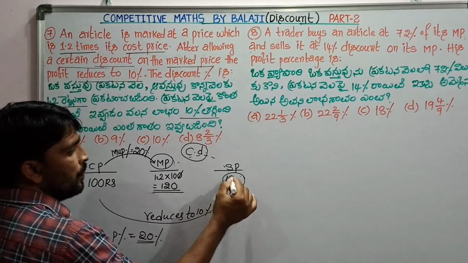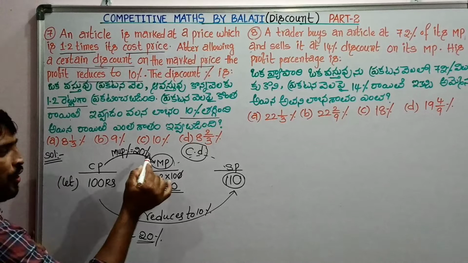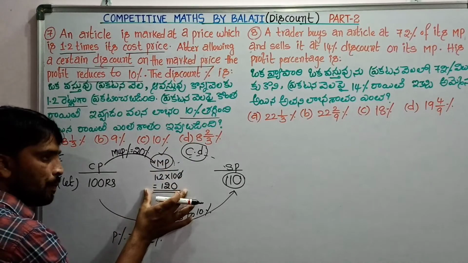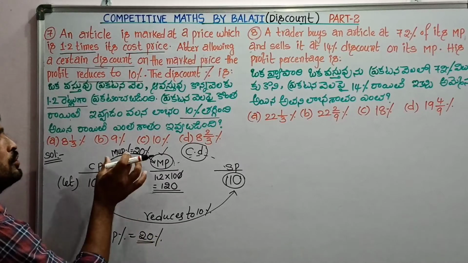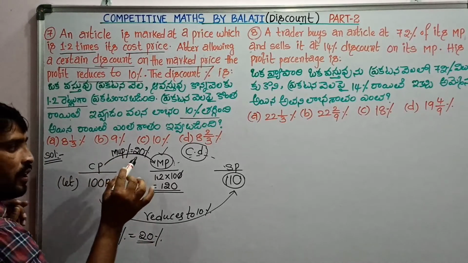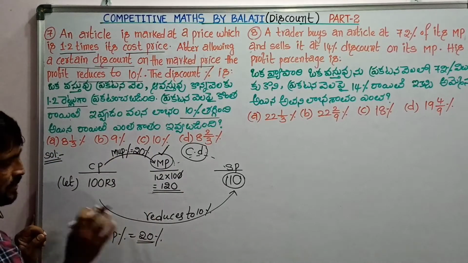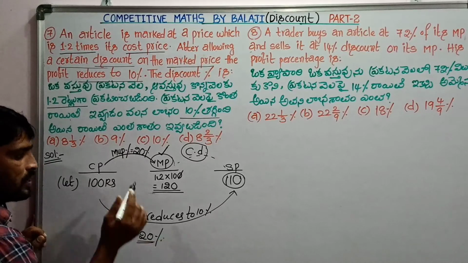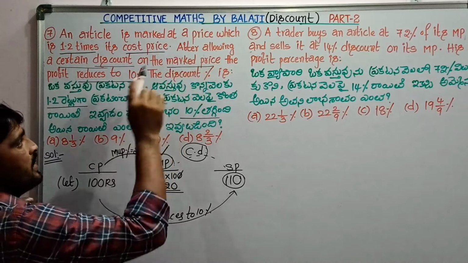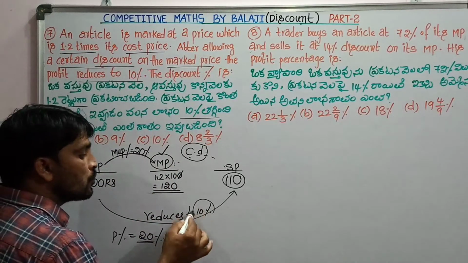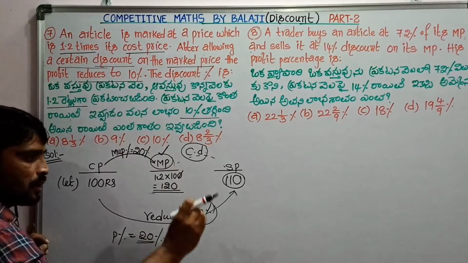Cost price is 100, selling price is 100. Yes, I am repeating again. If the article is sold at its marked price, then the profit percentage must equal 20%, that is equal to the markup percent. Now profit is 20% if the article is sold at the marked price. But he allows a certain discount so that the profit reduces to 10%, that is, he would gain only 10% profit.